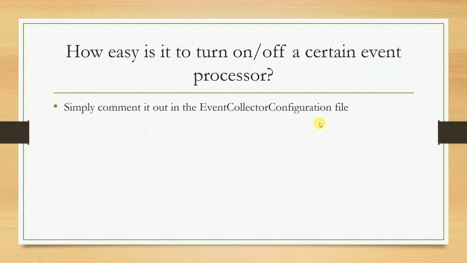And then how easy is it to turn on or off a certain event processor? So we can simply comment it out in the configuration file. So everything related to configuration, like where we save our JSON events, or which event listeners or observers we want to be on, we can control everything in this configuration class. So that's a nice thing about our design.